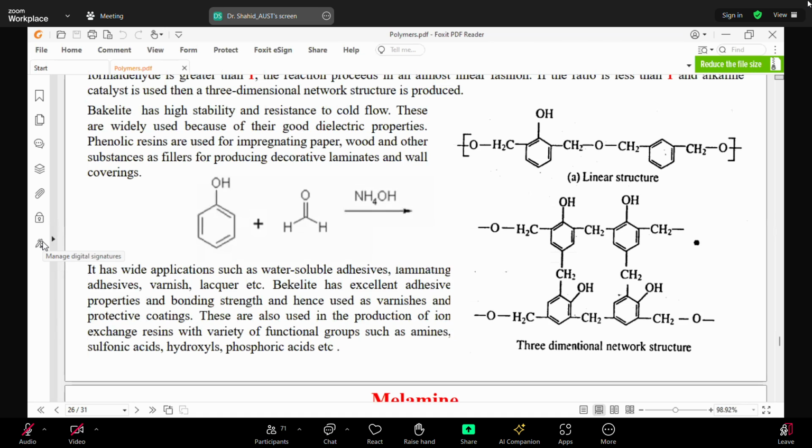Resins with a variety of functional groups. It has many functional groups: a benzene structure, a hydroxyl group, and so on. So due to the presence of the benzene structure, we can easily replace this hydrogen, this hydrogen, and this one by using different types of functional groups, such as amine, sulfonic acid, hydroxy, or phosphoric acid.